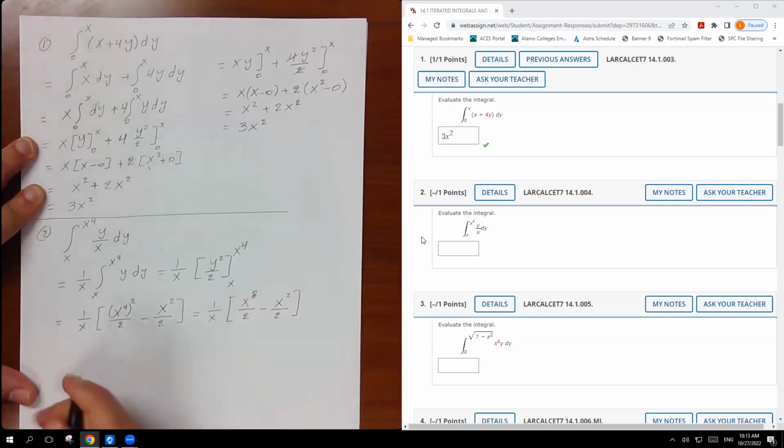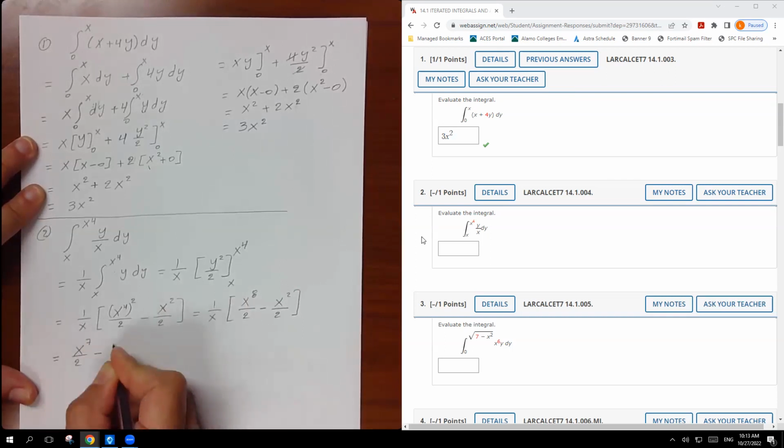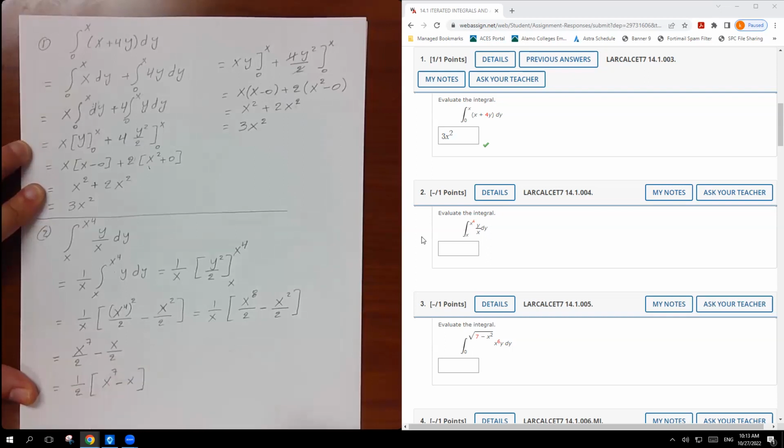Now distribute 1 over x. So this one is going to be x to the power 7 over 2 minus x over 2. We can write it in a simpler form. I'm going to take 1 over 2 as a common factor. So it's going to be (x to the power 7 minus x) over 2. That's it.